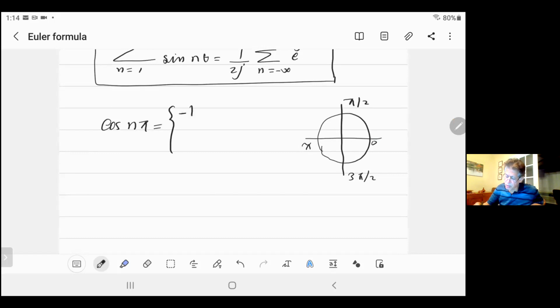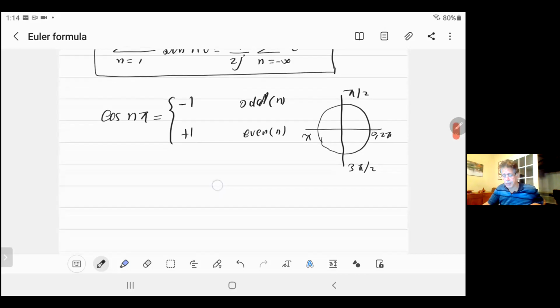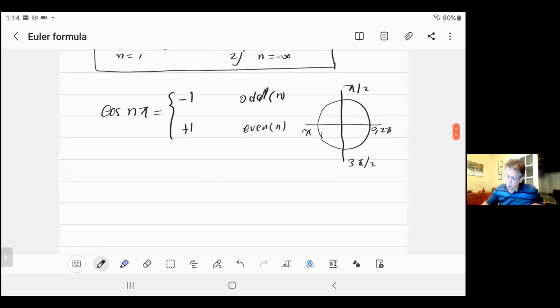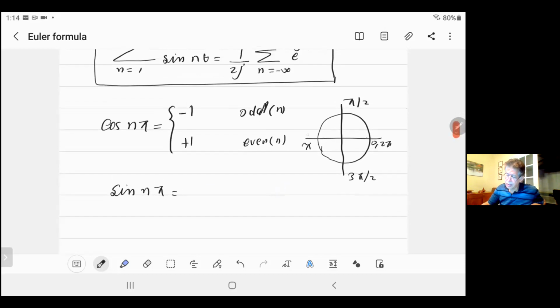So actually it's equal to -1 when n is odd. But when it is even like 2 pi, it'll come back here, and cosine 2 pi is equal to 1. So it's positive 1 when n is even. That's for odd n, and that's for even n. All right. Let's see what's happening now if you have sine. What's the value of sine n pi? It means here and there, and the value of the sine is equal to 0. So it's equal to 0 for all n's, even or odd.